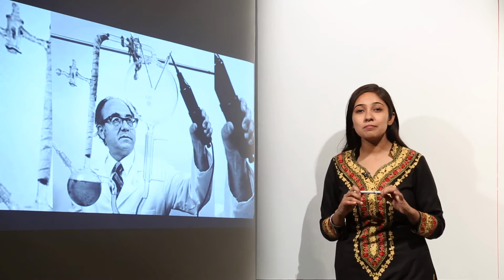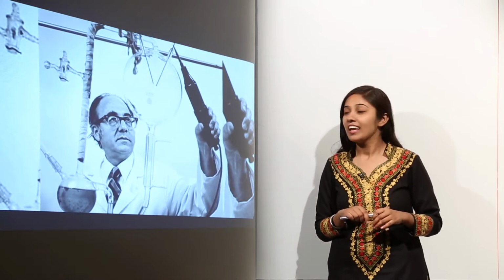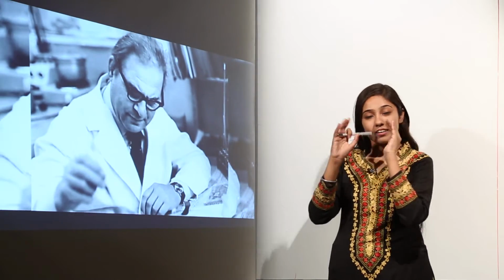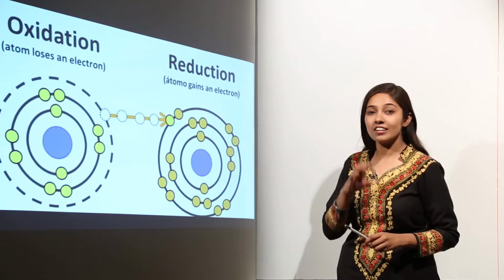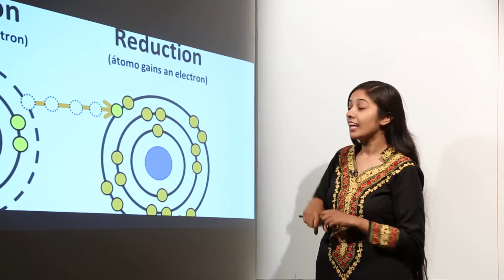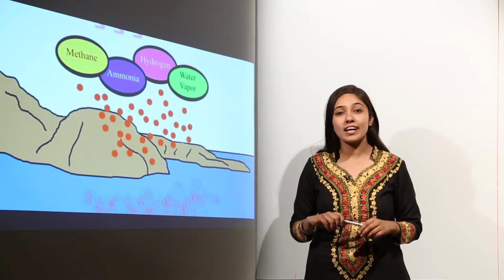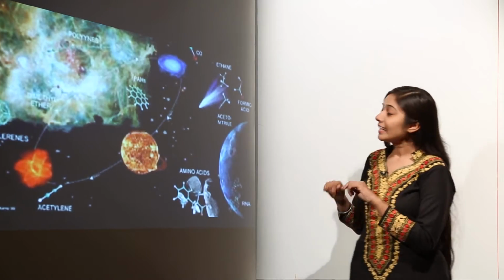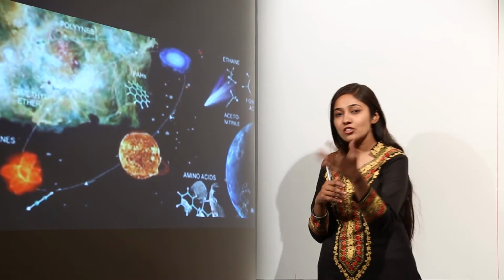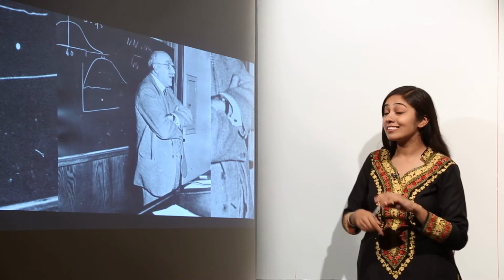Experiments conducted by Miller and Urey proved the theory laid down by Oparin. Oparin gave the hypothesis that the earth initially consisted of a reducing atmosphere in which the main components were methane, ammonia, hydrogen and water vapor. And these, when combined by some natural processes, formed the first organic compounds necessary for life.